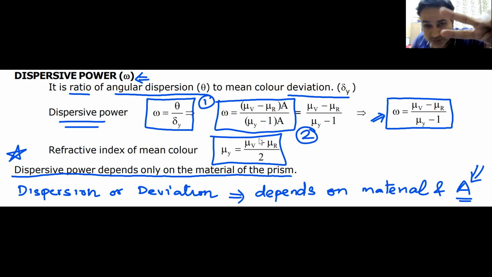Dispersion depends on two things. Number one, material of the prism. Number two, the angle of the prism. Dispersive power only depends on one thing, and that is your material of the prism. What type of glass that prism is made up of, that is the only thing that determines the dispersive power.